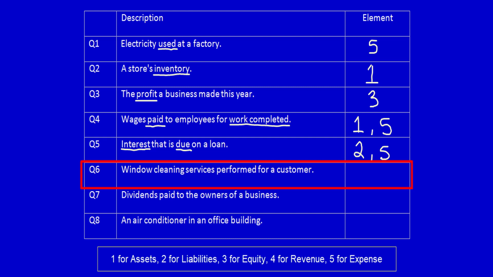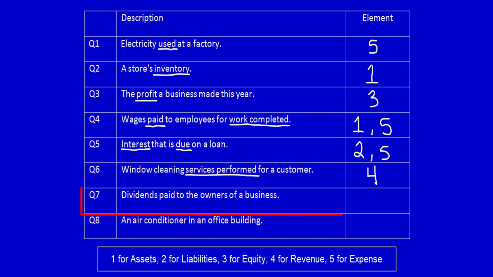Question 6. Window cleaning services performed for a customer. This is a statement because we don't know whether we collected anything from the customer. What is the key word or the key words here? Services performed. This is already a done deal, past tense, job done. And as soon as we have finished our job, we can claim revenue. 4.